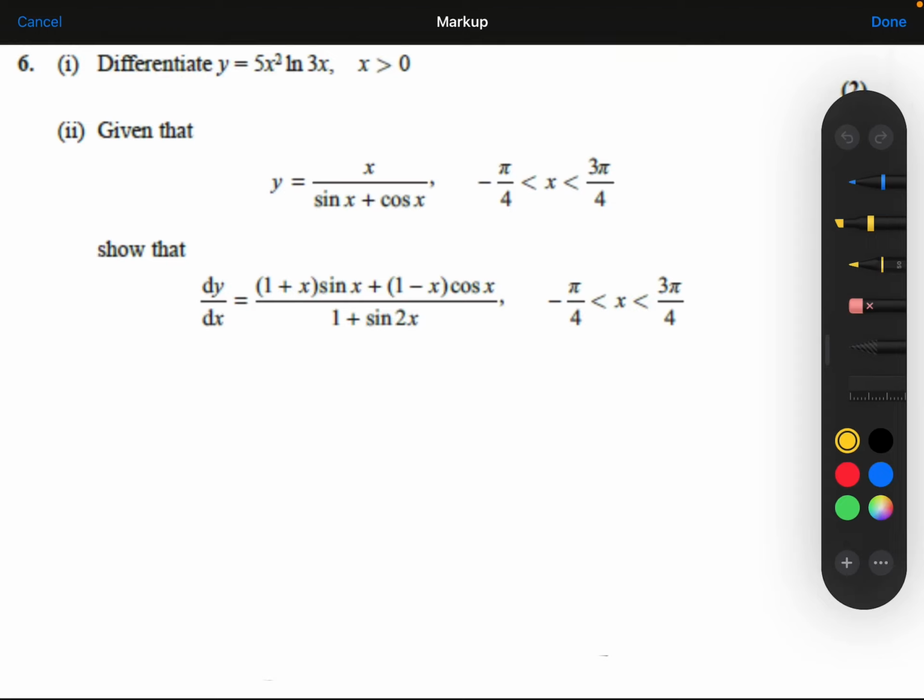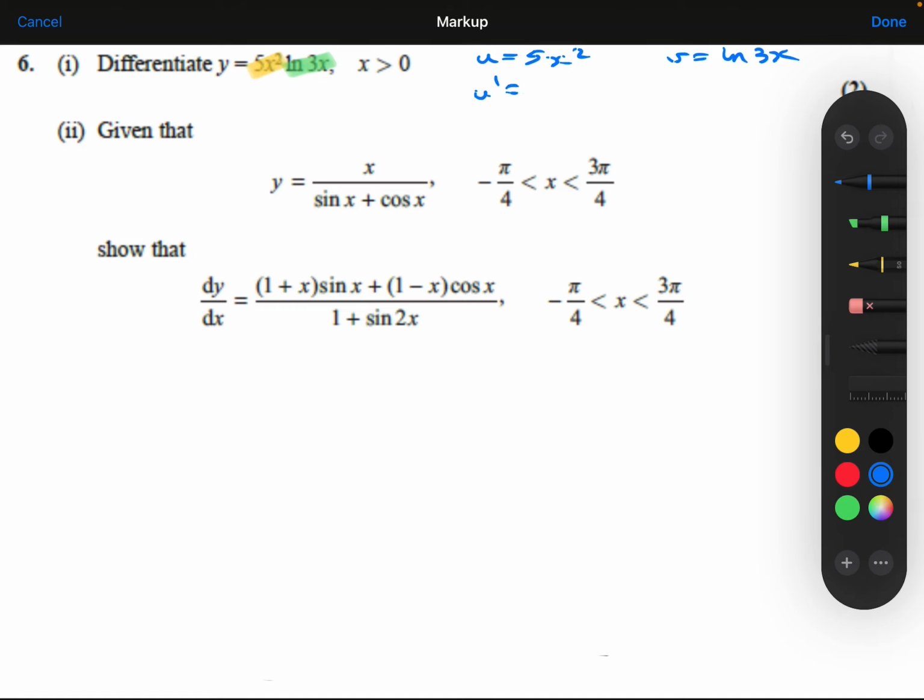Part I, differentiate y equals 5x squared ln 3x. So first thing to notice is this is a product of two functions. We've got the 5x squared and we've got the ln 3x. Therefore, we're going to use the product rule for this. So I'm going to let u equal 5x squared and I'm going to let v equal ln 3x.